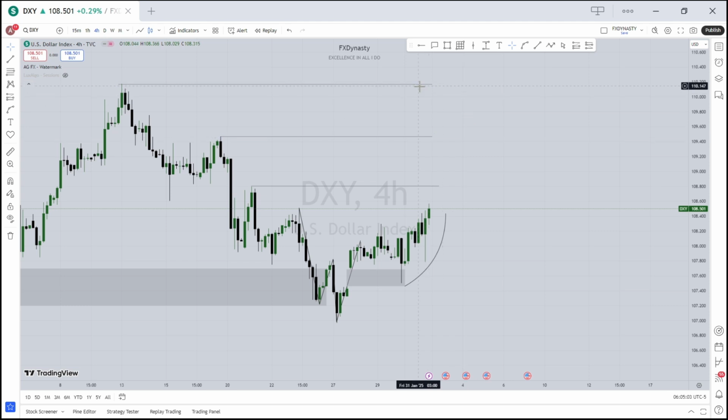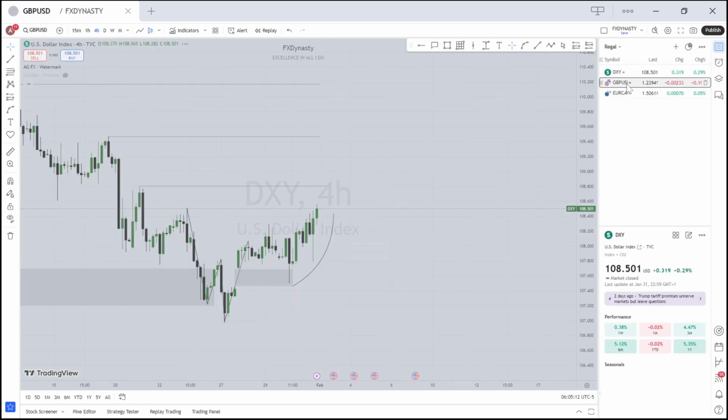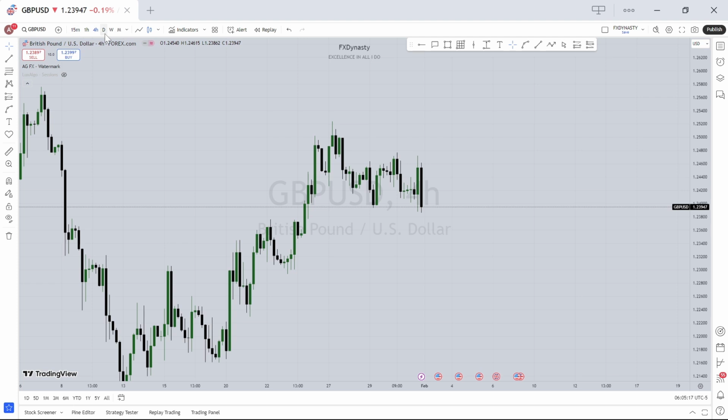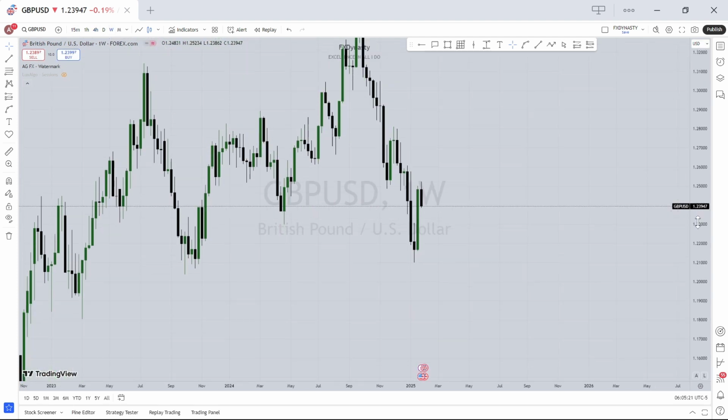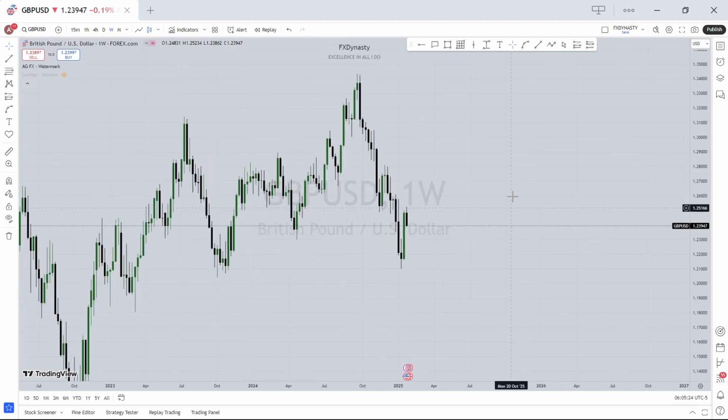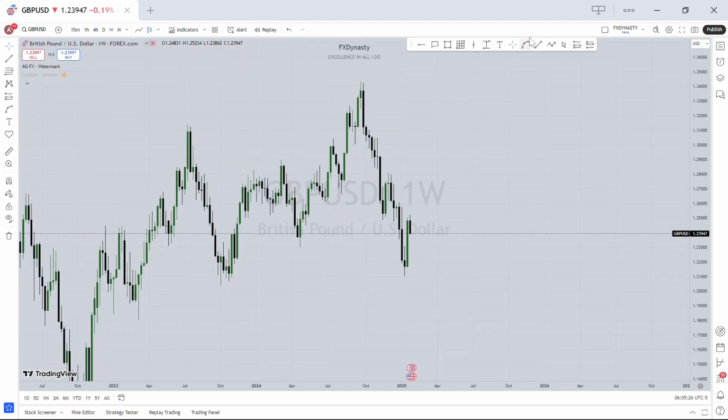Let's go to GBPUSD to see what will happen next week. So GBPUSD, here we go. On GBPUSD, let's start from the weekly time frame. On GBPUSD, we can see that price took out this high.